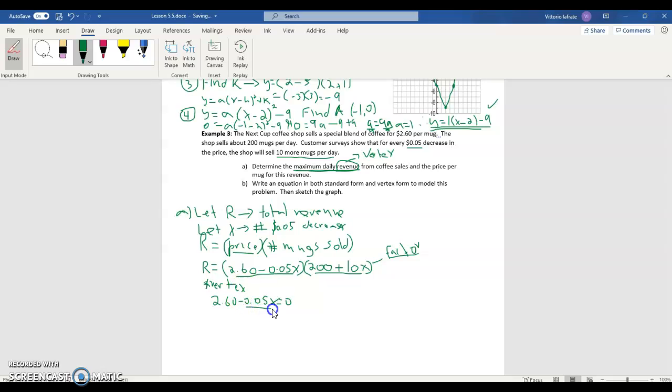You can send this to the other side by doing the inverse operation, so adding it, and we get 2.60 is equal to 0.05x. You can divide both sides by 0.05. Cross the 0.05 out, and 2.60 divided by 0.05 is 52. So one of our zeros is x is equal to 52.